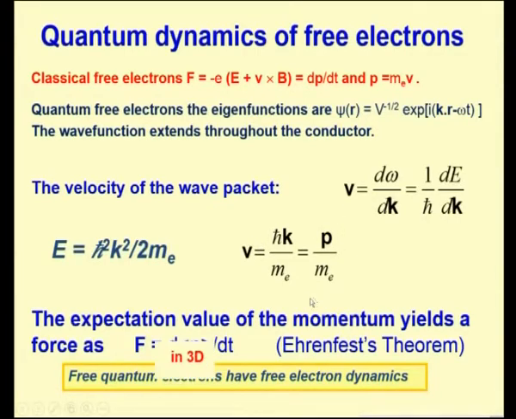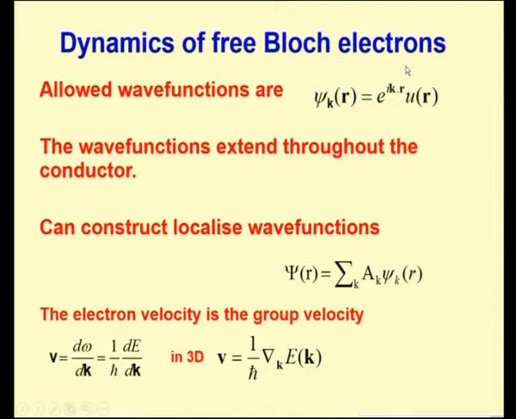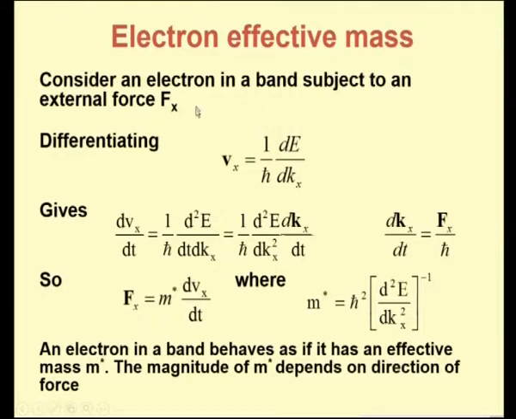For Bloch electrons, the same thing is represented in a slightly different way. The wave functions are periodic wave functions like this, and one can construct a localized wave function as a superposition of all such possible wave functions, where a_k refers to the expansion coefficients. Again the electron velocity is represented by the same kind of relation, and this is for 3 dimensions. Del k comes here for 3 dimensions, and for 1 dimension it is simply d by dk_x. And the effective mass formulation we are going to see now.